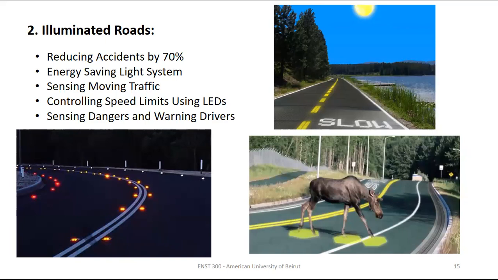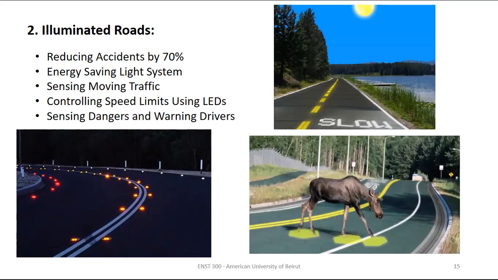So this would increase the safety because the driver will know in advance that the car is coming from the other side. And also the LEDs can be programmed to light along the speed limit of the moving car. So the driver would know that he exceeded the limit. This can increase safety a lot.